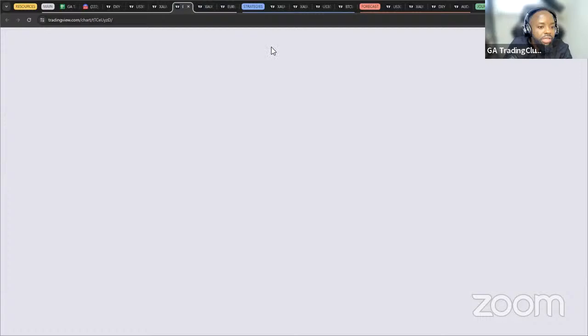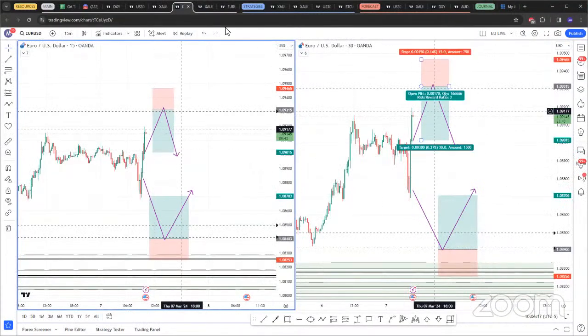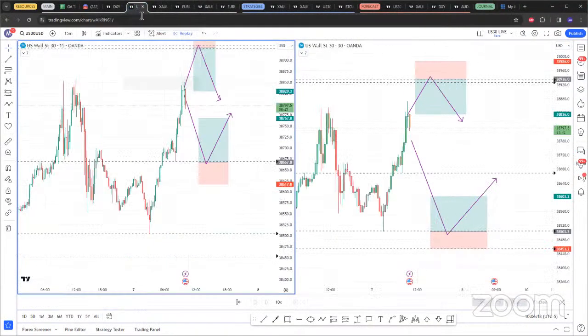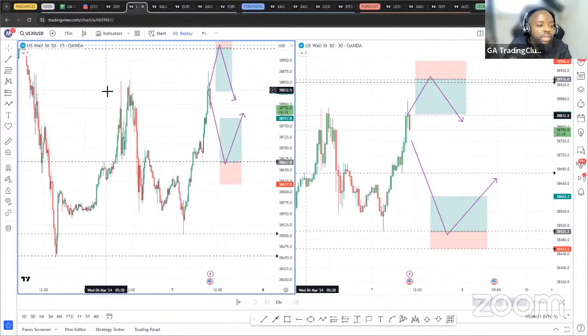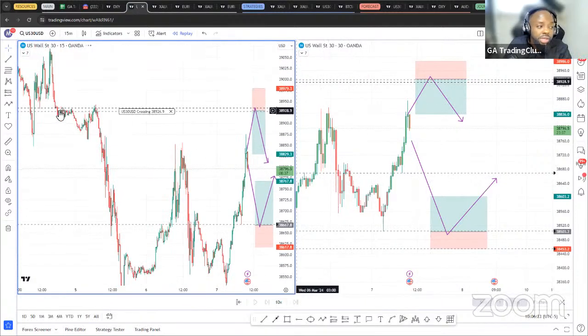I was liking this one. I thought this zone would look a lot stronger than the one above it. To me too, the one that's currently rejecting. Yeah, this one that's currently rejecting. But you see this other one is nice as well.